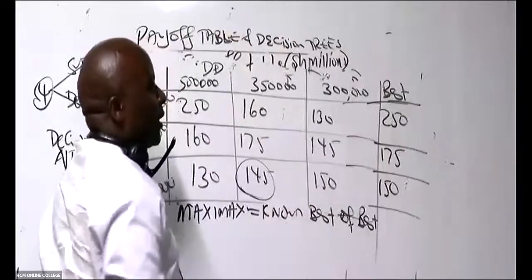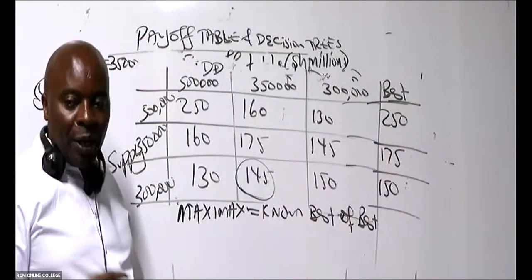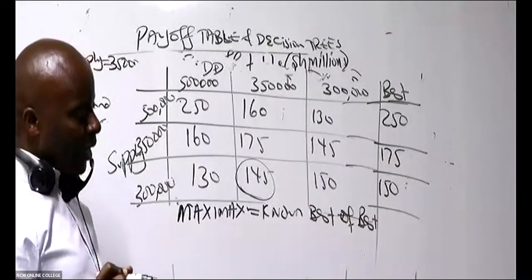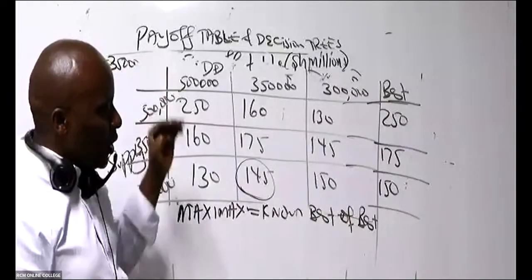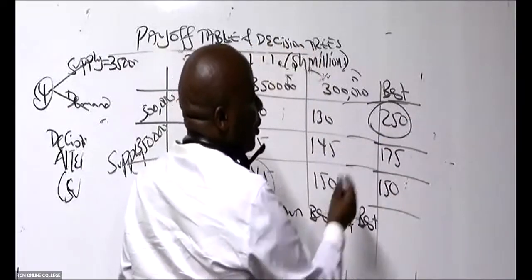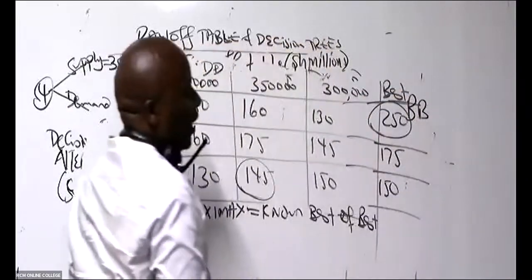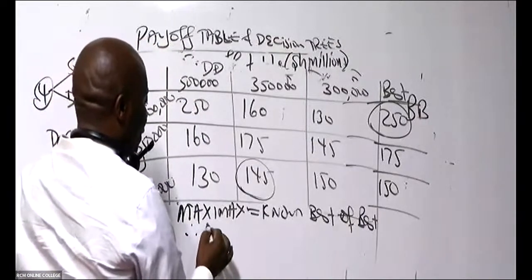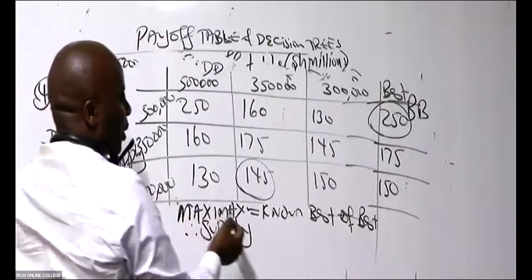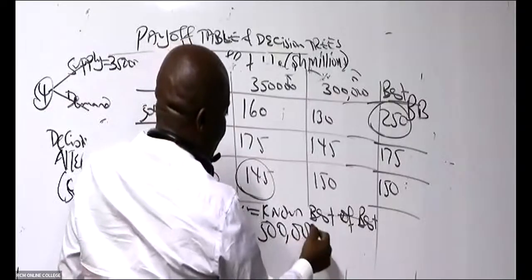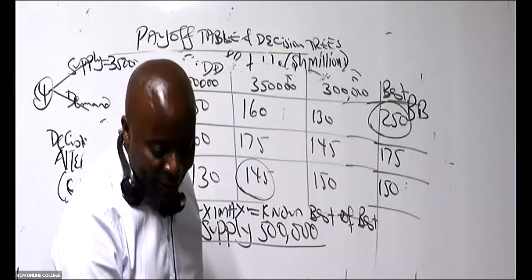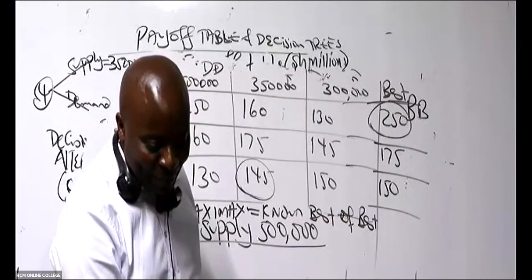And then amongst the best, you pick the very best. So which one is the best of the best? 250, isn't it? Because maxi is best of the best. So 250 is the highest here. This is what we call BB, best of best. And using maxi, therefore, we should supply how many? The one that corresponds to this is 500,000, isn't it? So using maxi, supply 500,000.